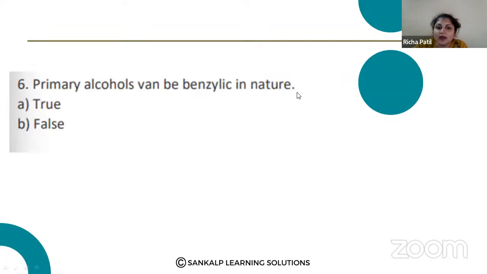Primary alcohols can be benzylic in nature. Primary alcohol. So we'll write one primary alcohol. Okay, so this is the primary alcohol. So is it benzylic in nature? What do you mean by benzylic in nature? OH is attached to an sp3 hybridized carbon which is next to an aromatic benzene ring. Yes, it is true. So primary alcohols can be benzylic in nature.